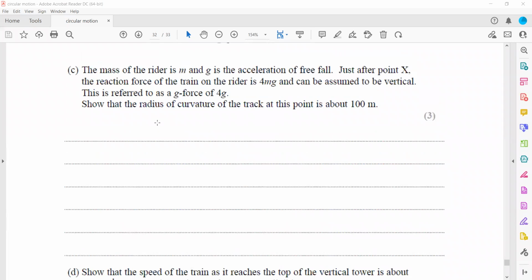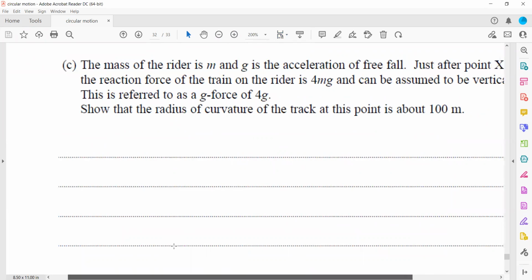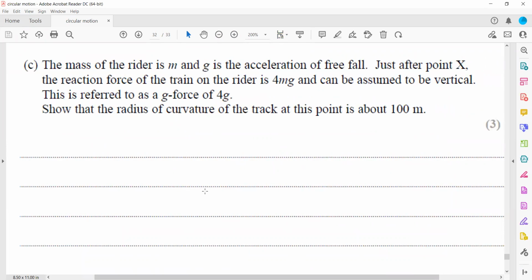In part C, the mass of a rider is m and acceleration is g. Just after point X, the normal contact force, the reaction force of the train on the rider, is 4 mg and can be assumed to be vertical, referred to as a g force. So 4g is the force. Show that the radius of the track is about 100 meters. So how can we show this?